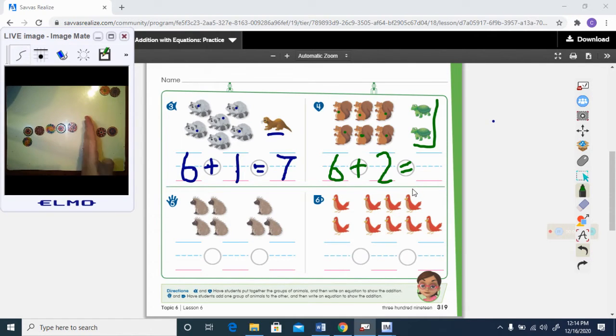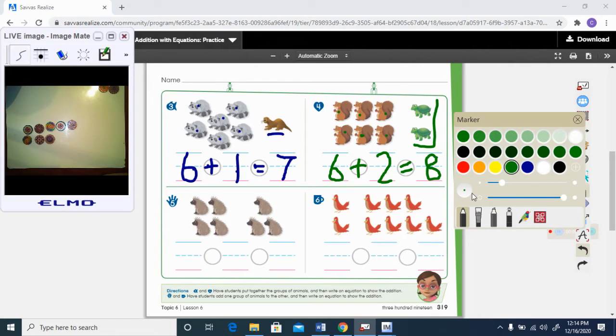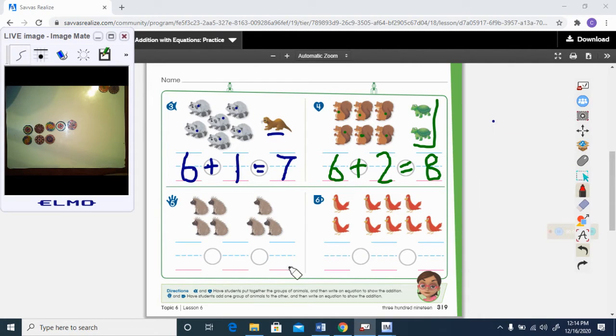6 plus 2. We need to bring them together. 6, count with me, 7, 8. 6 plus 2 equal what? 8. So there are 8 animals total. Let's look at the next problem.